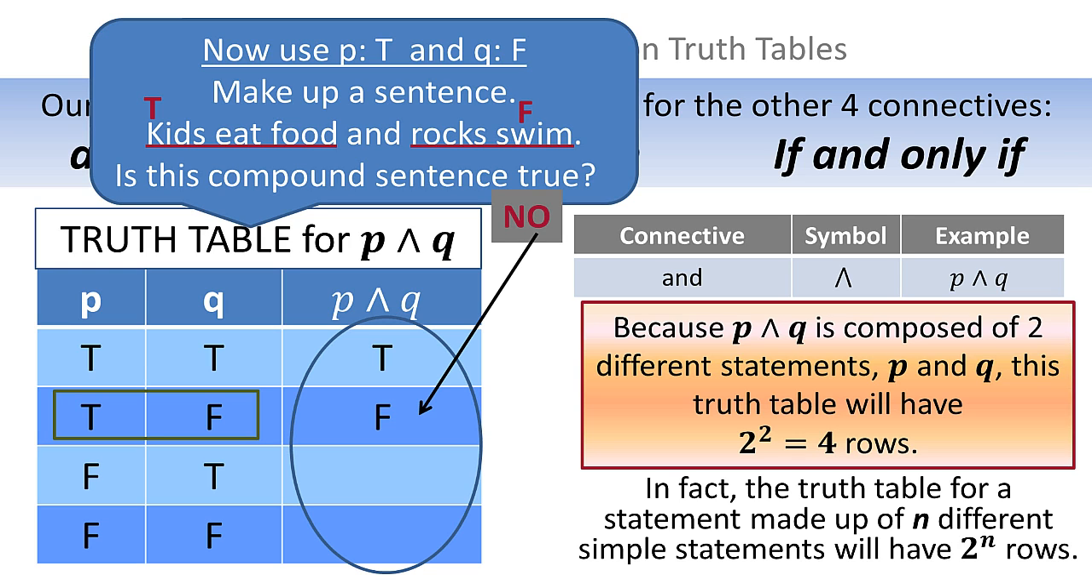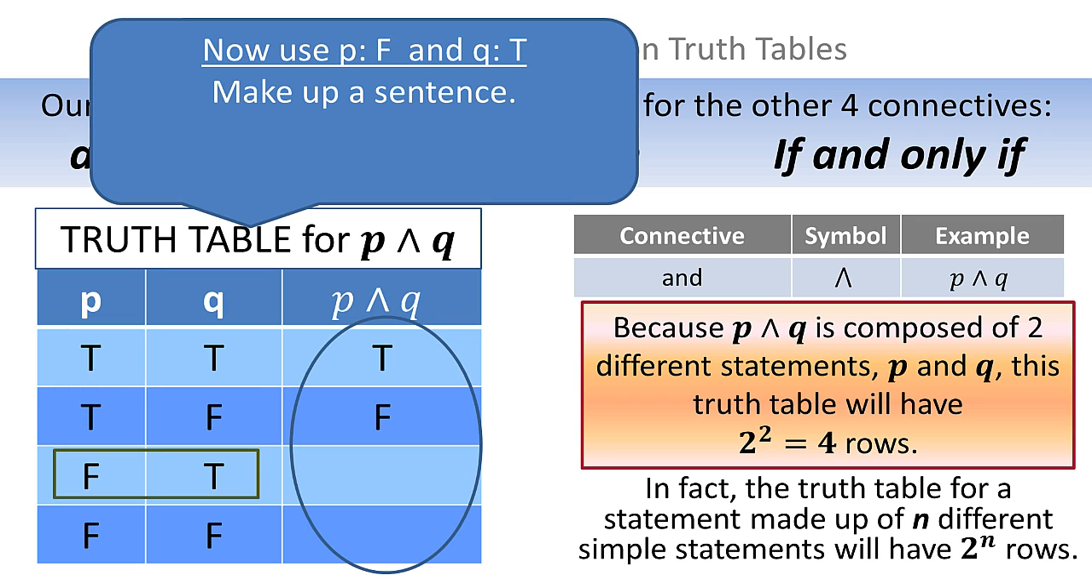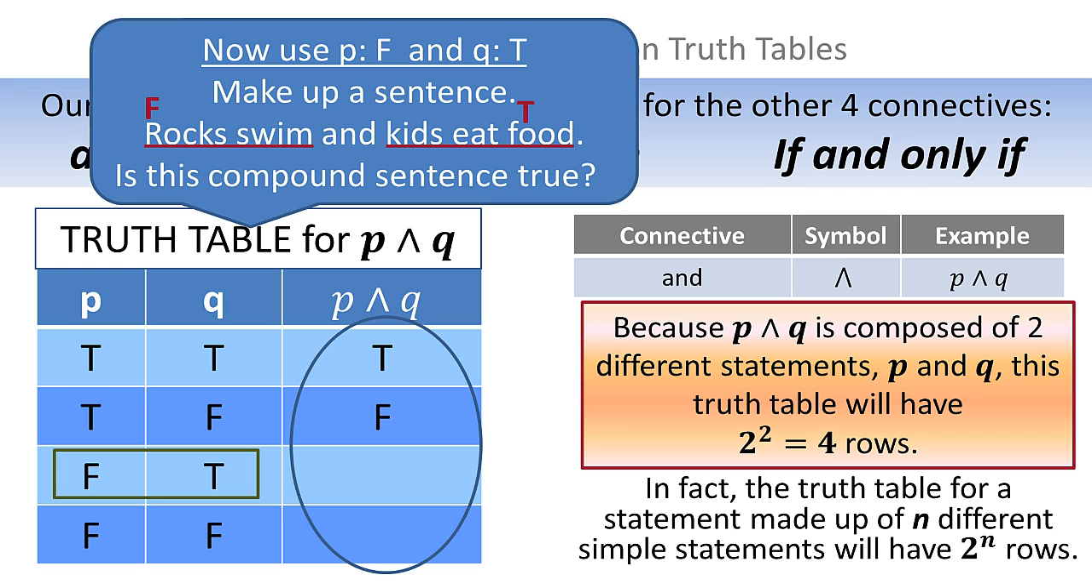And if you think about it, if you go to the next line and reverse it, put a false statement and in with a true statement, it doesn't really change things. I'll move the rocks swim over to the left and the kids eat food over to the right. Rocks don't swim, so that's a false statement. Kids do eat food, that's true, so I've got a false and in with a true. And again, unless they're both true, an and is false. So that compound sentence is not true, so the resulting compound statement is false.